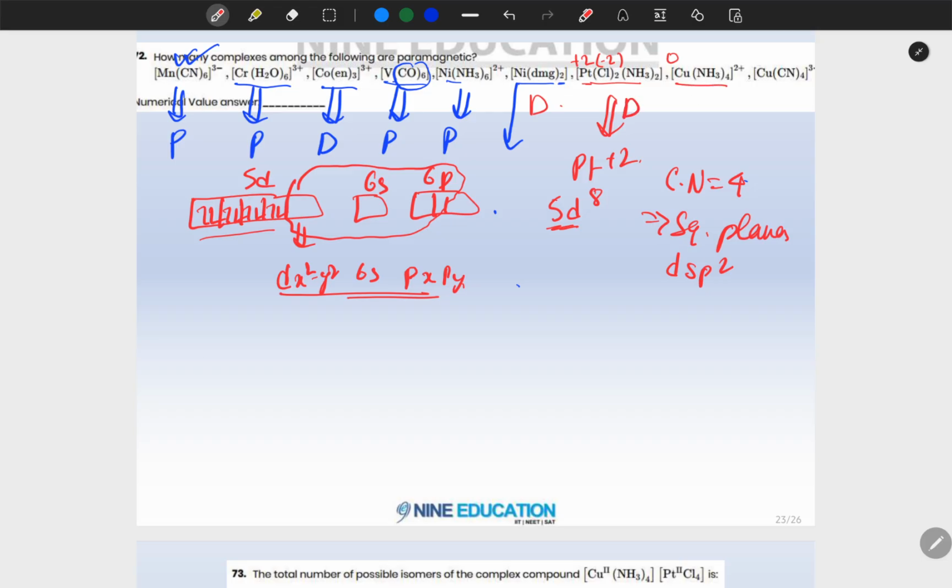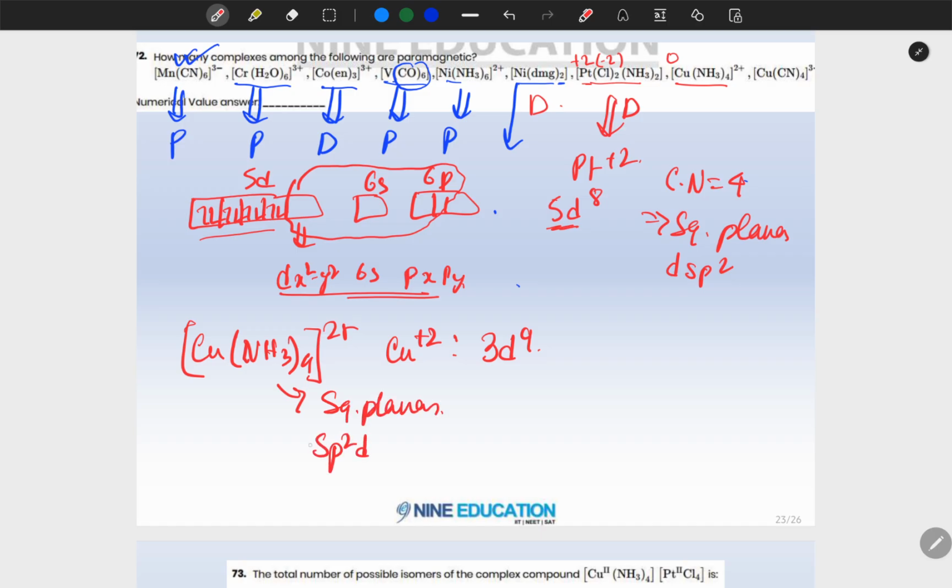Now Cu(NH3)4 2+. In Cu(NH3)4 2+, copper is present in +2 oxidation state. So the electronic configuration is 3d9. Now obviously the resulting complex is also square planar in nature, and the hybridization is dsp2. So this will be the arrangement of the electrons in the 3d orbital. So 1 2 3 4 5 6 7 8 9. So the resultant complex will be paramagnetic because of the presence of this unpaired electron over here, right? So this one is also paramagnetic.